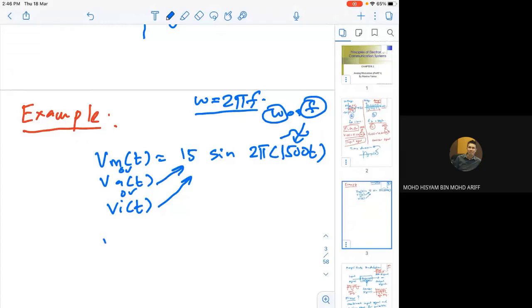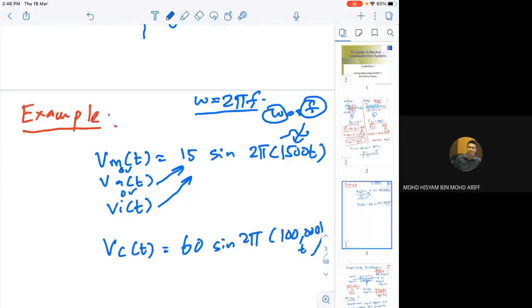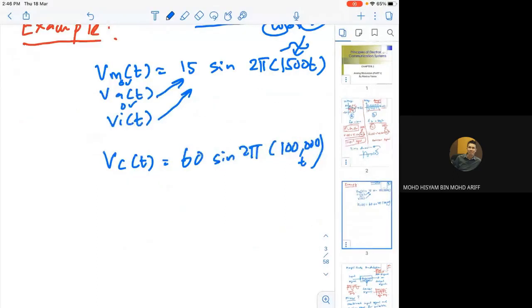How about the second one? VCT means carrier. The carrier is 60 sine 2 pi 100,000 t. Okay, now basically this is something you know: the question first asks you to sketch the input signal. So at this stage, sketch the input signal.